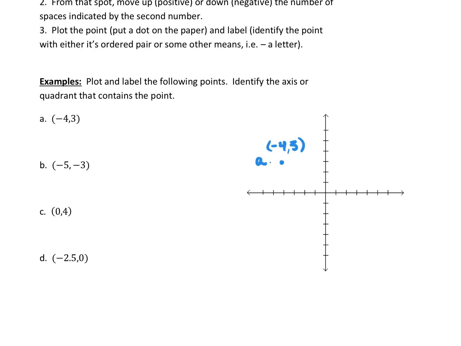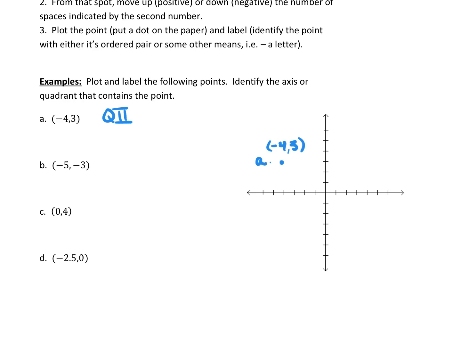All right, we want to identify where this point is, and so it's either going to be on an axis or in a quadrant. And this one is in quadrant 2. Remember that we start with quadrant 1 and we go counterclockwise.